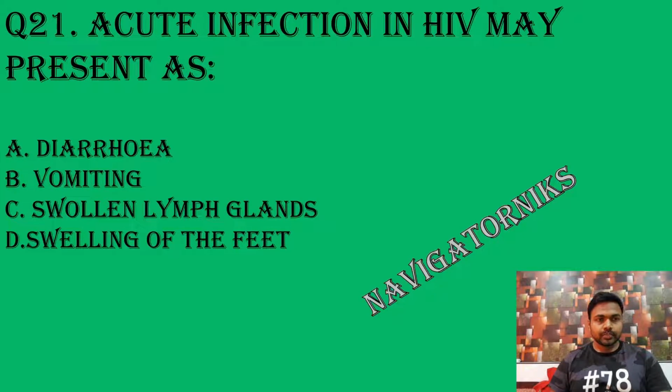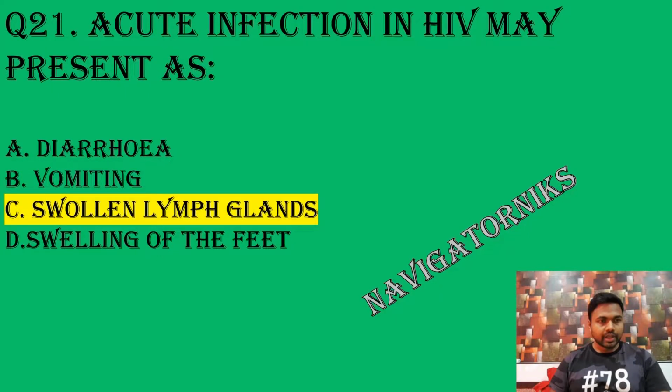Question number 21. Acute infection in HIV may present as option A, diarrhea. B, vomiting. C, swollen lymph glands. D, swelling of feet. And the correct option is C, swollen lymph glands.